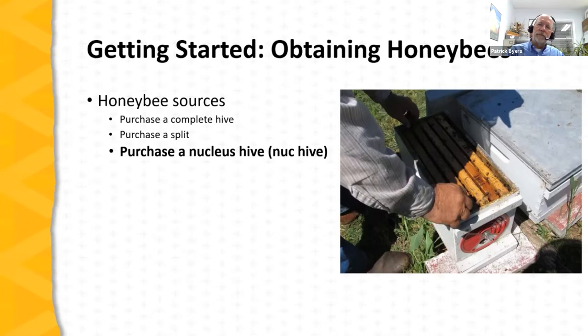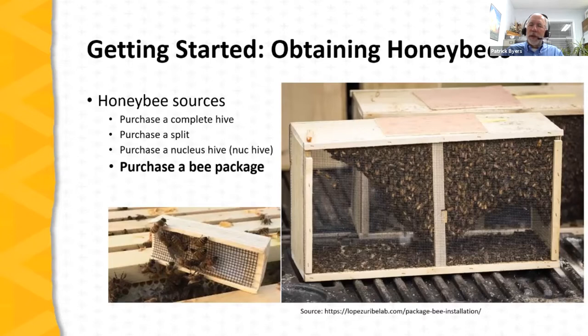Another way to obtain honeybees is to buy what's called a bee package. Here we can see an example of a bee package. It's basically a screened box. Within that box, there's a number of bees, usually somewhere around 3 pounds or so of worker bees. Suspended in the middle of that box is a can that contains sugar syrup, and again, that provides a food stock to keep the bees active and healthy on the trip.